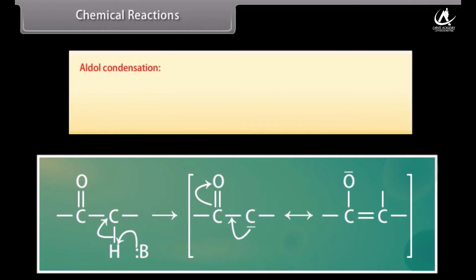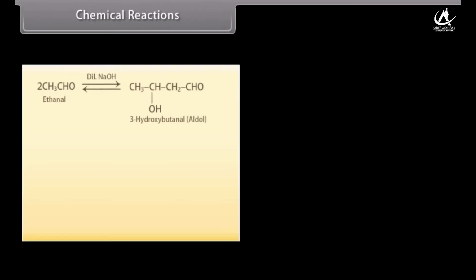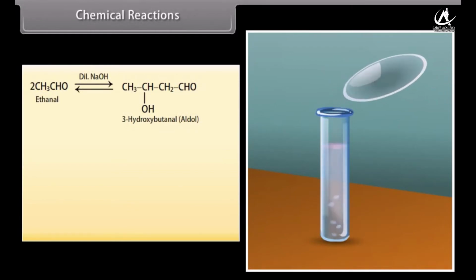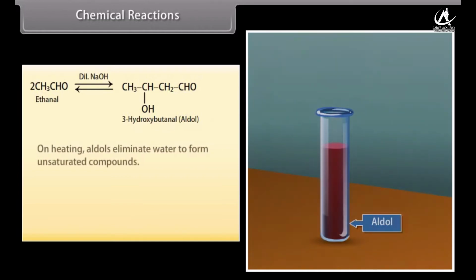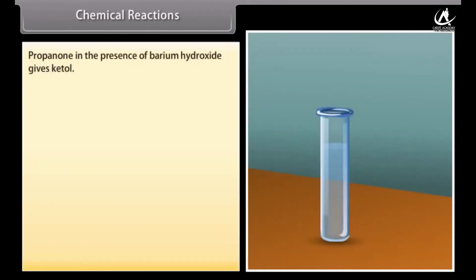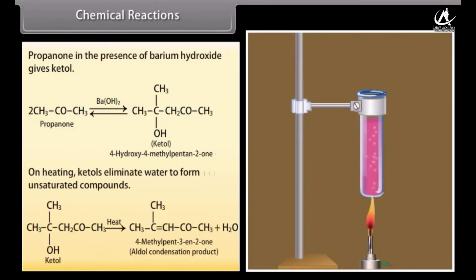Aldol condensation. It is dimerization of an aldehyde or ketone having at least one alpha hydrogen in the presence of dilute alkali such as dilute sodium hydroxide, sodium carbonate, etc., as catalyst, to a hydroxy aldehyde or ketone called aldol. Ethanal, in the presence of dilute sodium hydroxide, undergoes condensation to form a syrupy liquid known as aldol. On heating, aldols eliminate water to form unsaturated compounds. Propanone, in the presence of barium hydroxide, gives ketol. On heating, ketols eliminate water to form unsaturated compounds.